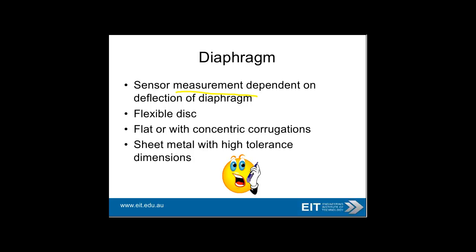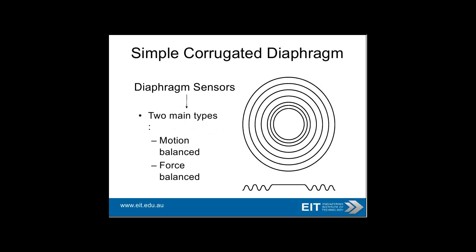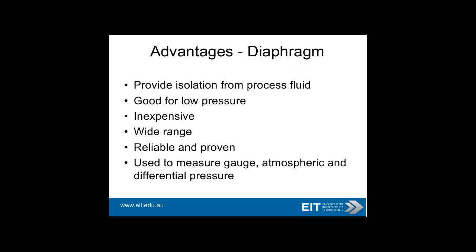Diaphragm sensor measurements depend on the deflection of the diaphragm. Flexible disc. You need high tolerance dimensions. Here's a simple corrugated diaphragm. Two types, motion balanced, force balanced. Advantages of the diaphragm are you get isolation from the process fluid, good for low pressure, cheap, and a wide range, and pretty reliable, widely used.